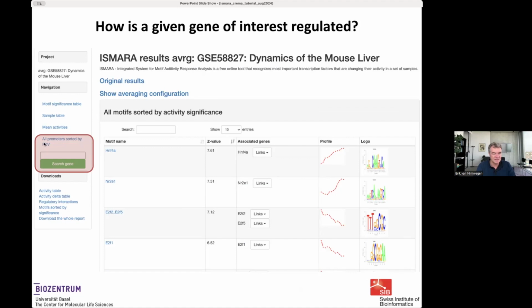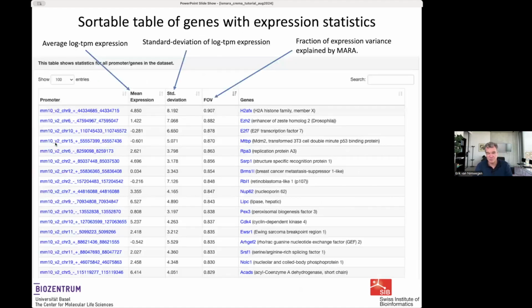Now, if you click on this link, you will get this table. I should tell you that sometimes it takes a minute to load this table. It's a very large table because it has all promoters in it. It has to be made on the fly, and so sometimes it takes a minute to create it. But once it's been created, you get a list like this.